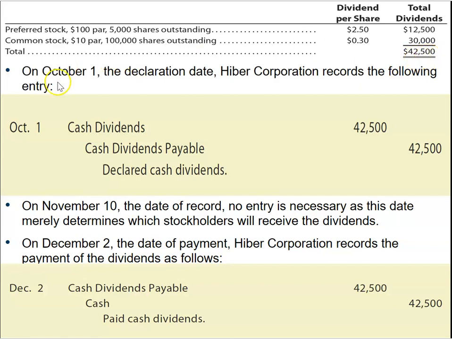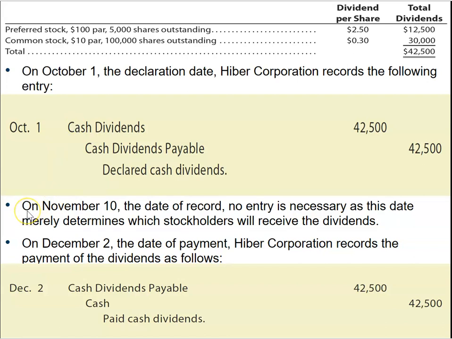$42,500. So on October the 1st, the declaration date, this company, Rojek Corporation, records the following entry: cash dividends, $42,500, and then cash dividends payable, $42,500. All right, to declare cash dividends. So we have a liability account going up. Now, this is a really interesting account here, this cash dividends account, because it's ultimately just going to vanish into thin air whenever we pay this. Okay, but more on that later.